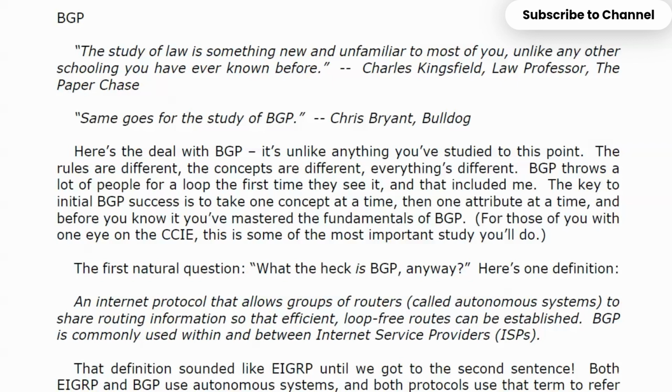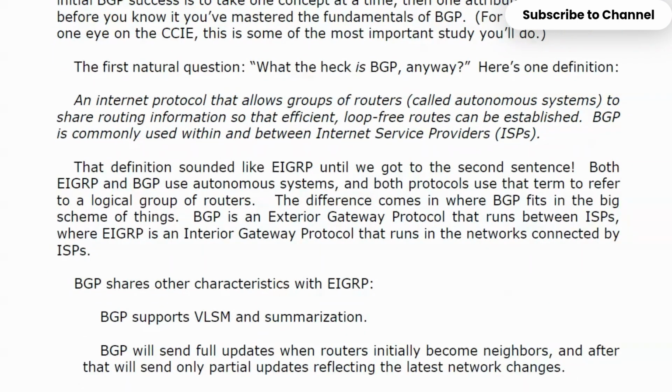Now, the first natural question is, well, if BGP is so different, if it's not really like EIGRP or OSPF, what the heck is it? Well, here's one definition for you: an internet protocol that allows groups of routers called autonomous systems to share routing information so that efficient loop-free routes can be established. BGP is commonly used within and between our internet service providers, the ISPs.